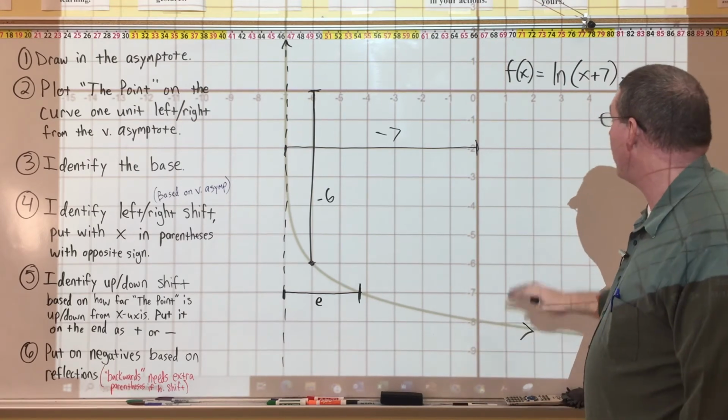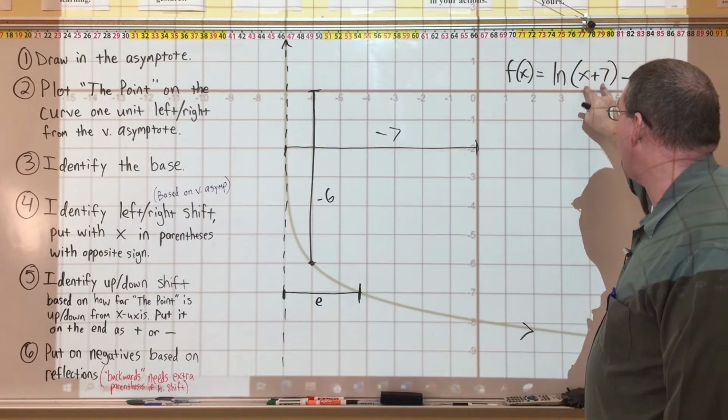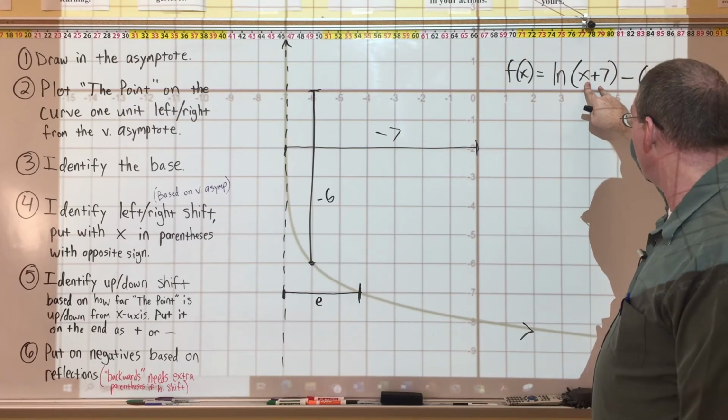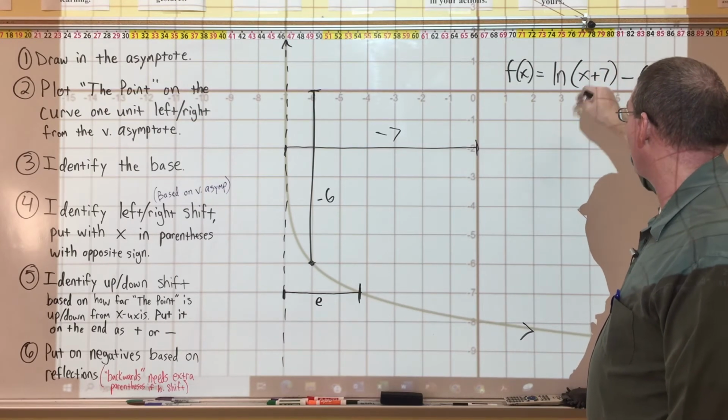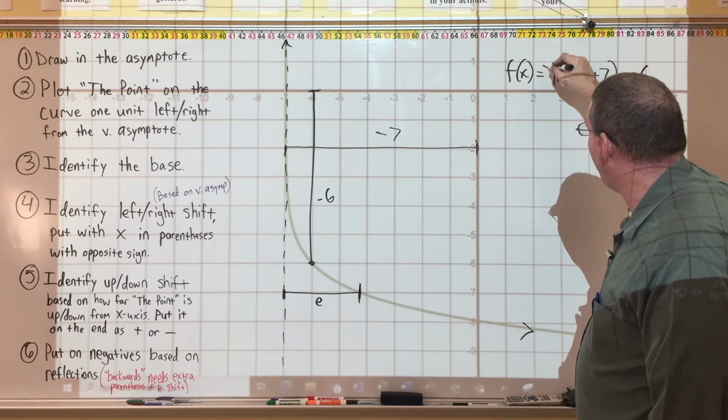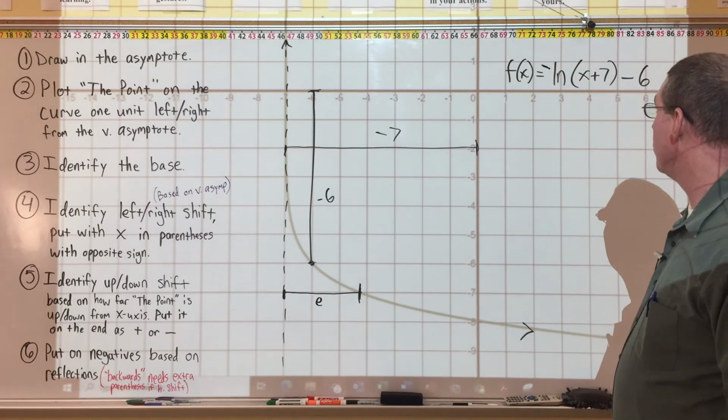So we're not going to put a negative with the x. Therefore, we do not need extra parentheses. We're just going to leave it as x plus 7 in the logarithm parentheses. But because it's upside down, we do need to put a negative on the natural logarithm.